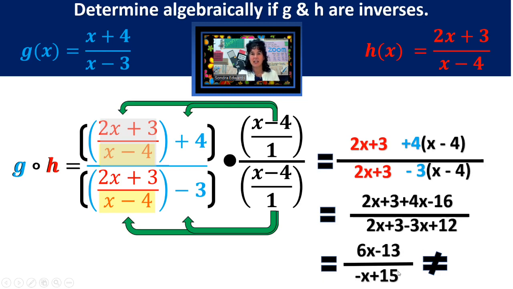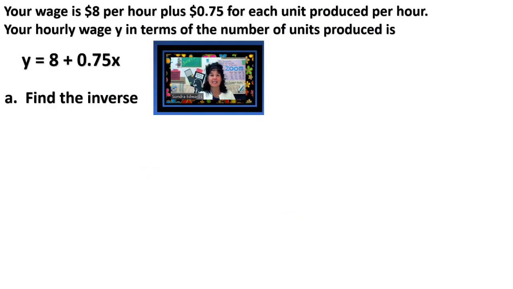And the key here is what we have after we found g comp h, it's not x. So since g comp h does not equal x, we are done. We already know that these two functions are not inverses. We're going to go through this application of inverse functions.